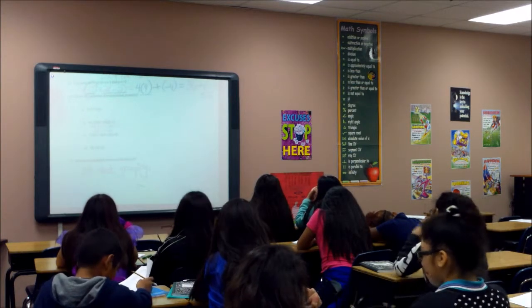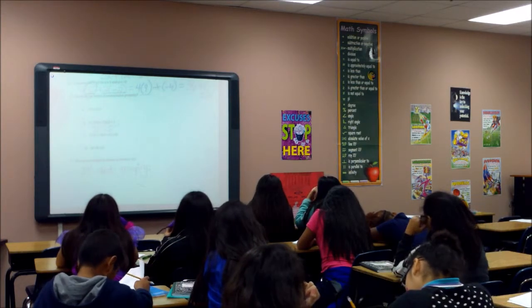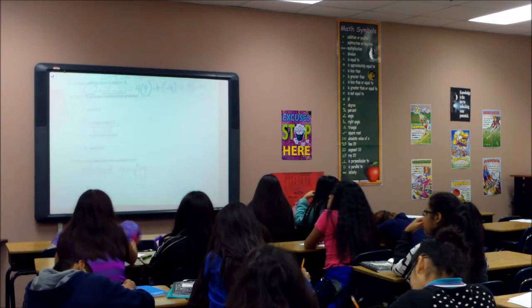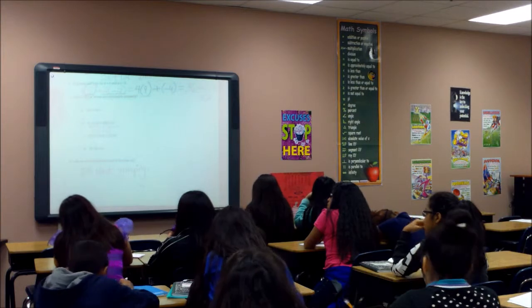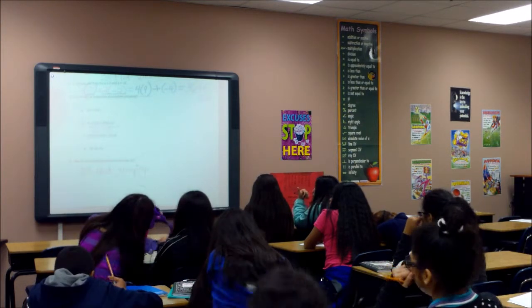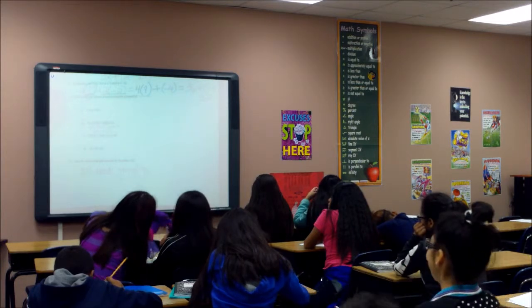And then 11. How do you know the answer to number 10? Because it's about grouping. That's what the associative is about. Mario? How do you know the answer to number 10? It's about grouping.